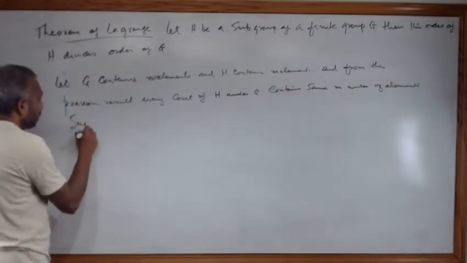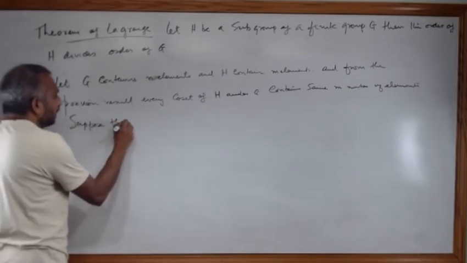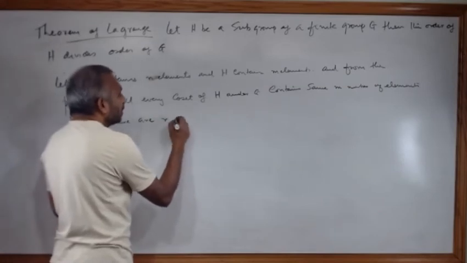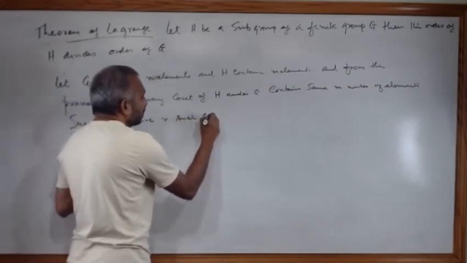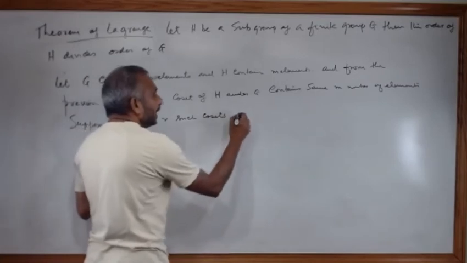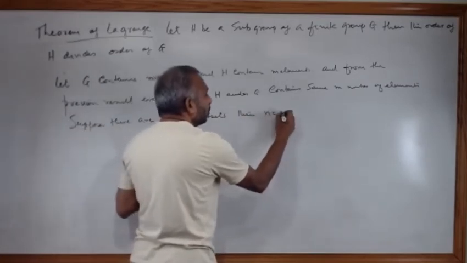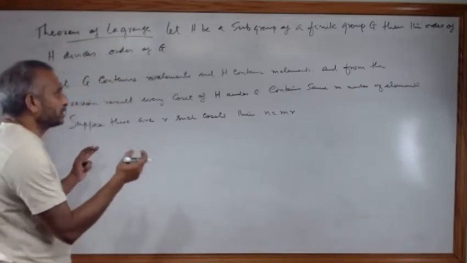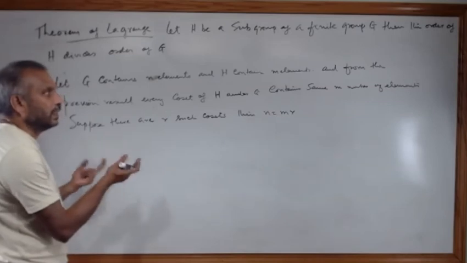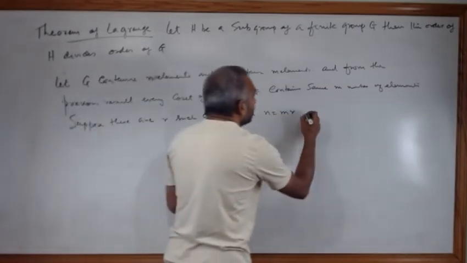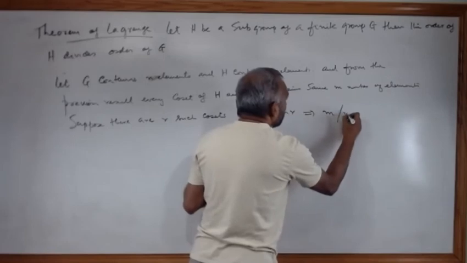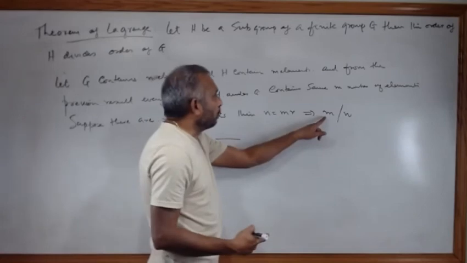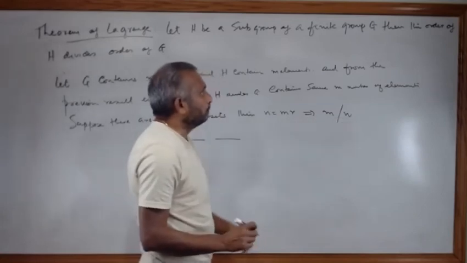And suppose there are r such cosets, then n is equal to mr, because each coset has got the same number of elements as in H, and that implies m divides n. And that's what we want to prove. M is the order of the subgroup, n is the order of the group.